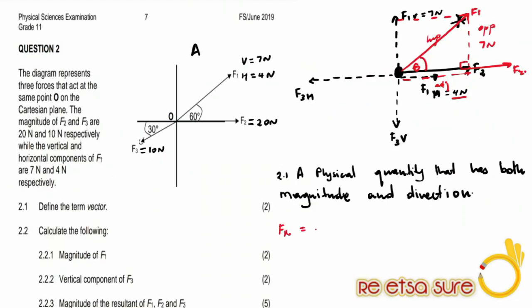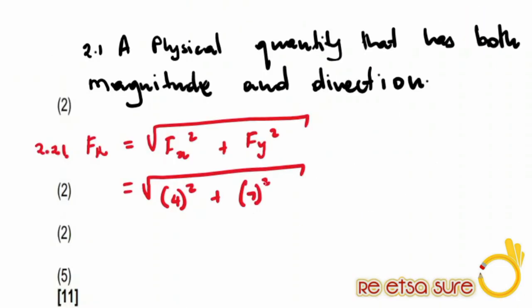Fr is equal to the square root of Fx squared plus Fy squared. This is 2.2.1. And then what is the value of Fx? The value of Fx is this one, because it is on the x-axis. So the value of Fx is 4 squared plus the value of y, which is 7 squared.